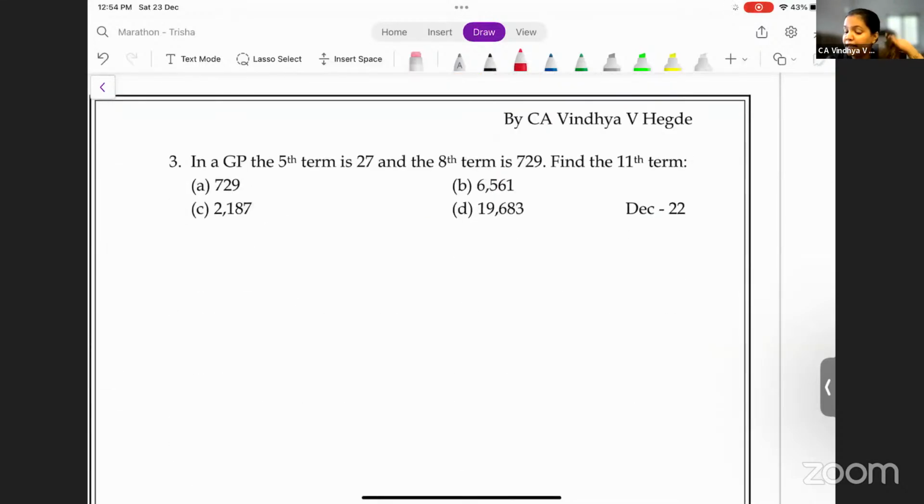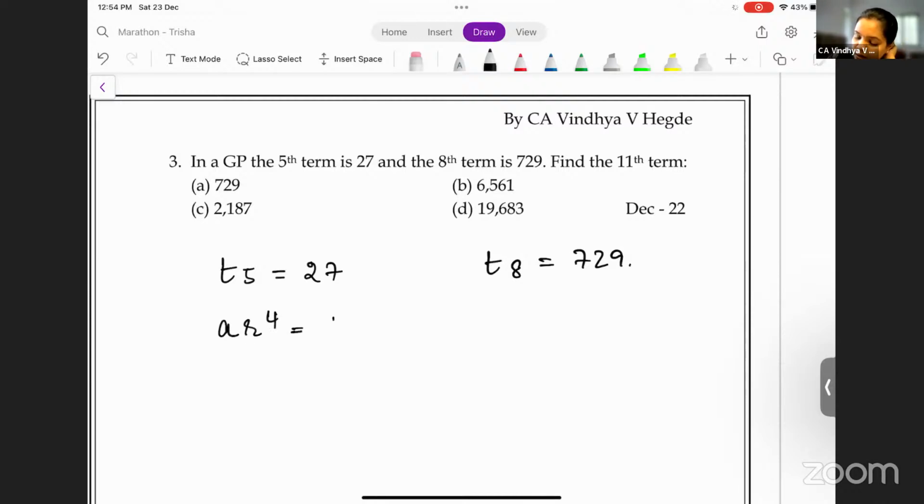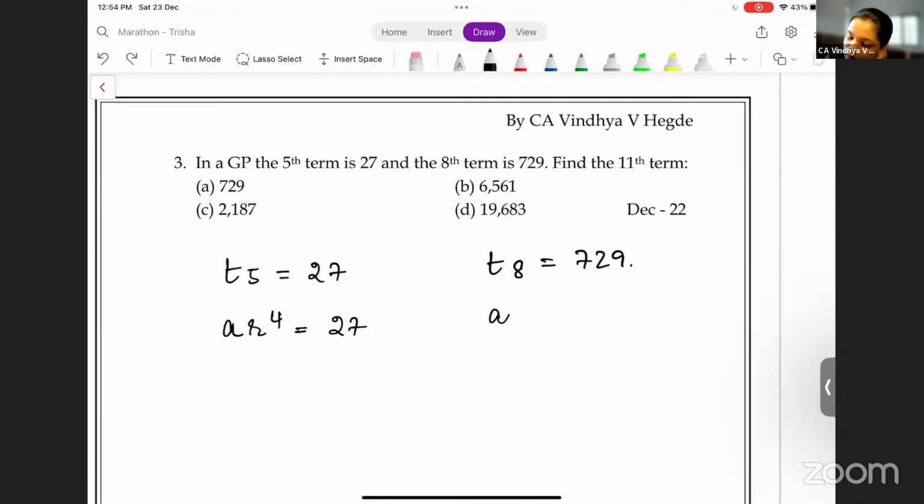Okay. In a GP, the 5th term is 27. T5 is equal to 27. The 8th term is 729. You have to find the 11th term. Okay, I think you can solve this. You'll consider this as AR to the power 4 is equal to 27 and this as AR to the power 7, which is equal to 729. You have to find the 11th term, which means you have to find AR to the power 10. You can solve this. Okay. Let us keep this as homework. We will discuss it in the next session.